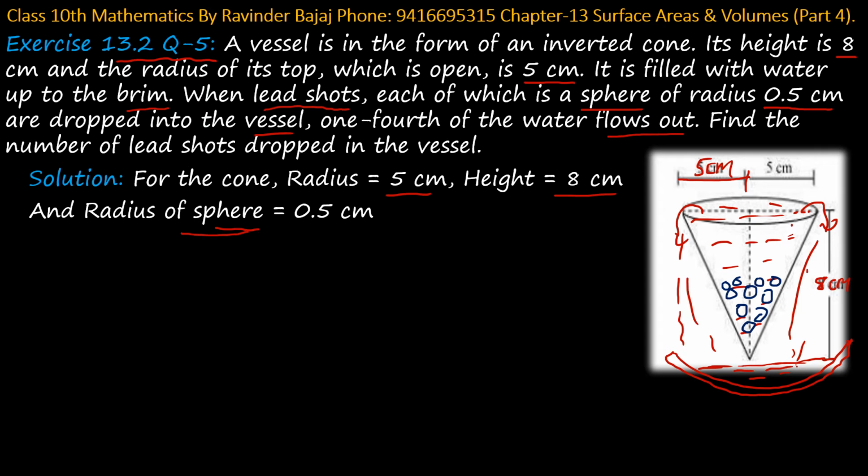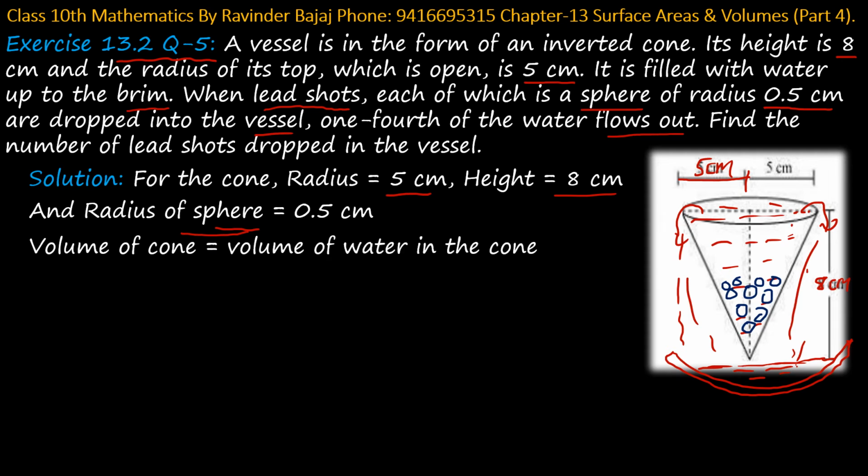तो हमें क्या निकालना है? नंबर ऑफ बॉल्स निकालनी है. जो लेड की बनी हुई स्फीयर्स हैं वो कितने ड्रॉप के हमने वो निकालना है. सो लेट्स सॉल्व इट. वॉल्यूम ऑफ कॉन इज इक्वल टू वॉल्यूम ऑफ वाटर इन द कॉन. Okay, volume of cone is equal to volume of water in the cone.